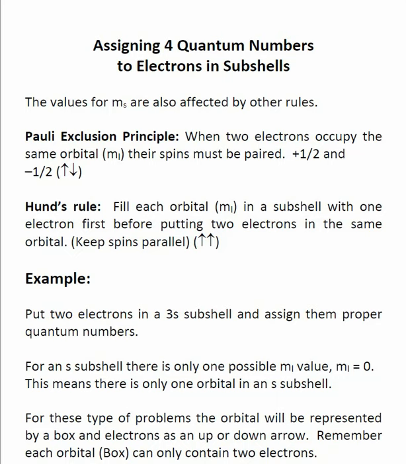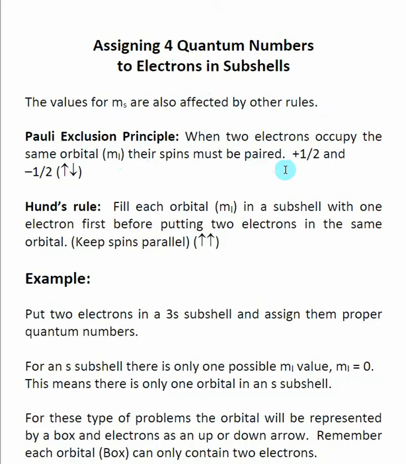As mentioned in the beginning of this chapter, it is possible to assign 4 unique quantum numbers to each electron inside of an atom. And if you're going to do that, the m sub s values start becoming more important. You need to realize that m sub s values are actually affected by other rules. One of the rules is called the Pauli Exclusion Principle, and it says when 2 electrons occupy the same orbital or m sub l space, their spins must be paired.